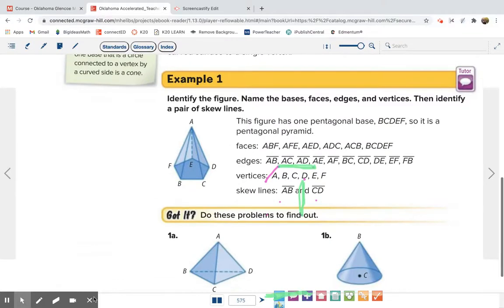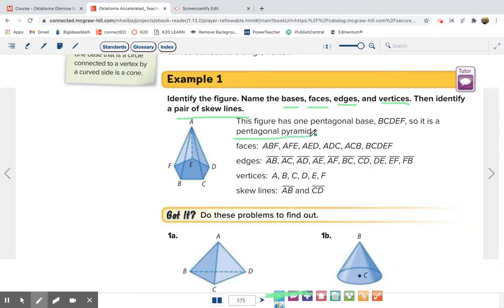So let's look at an example. Erase my stuff from the previous page. It says identify this figure, name its bases, faces, edges, and vertices, then identify a pair of skew lines. So we have a lot to do. First, we can tell since it all comes up to 1 vertex and the sides are triangles that it is a pyramid. Then we look at the bottom. It has 5 edges, so that is a pentagon. So this is a pentagonal pyramid.